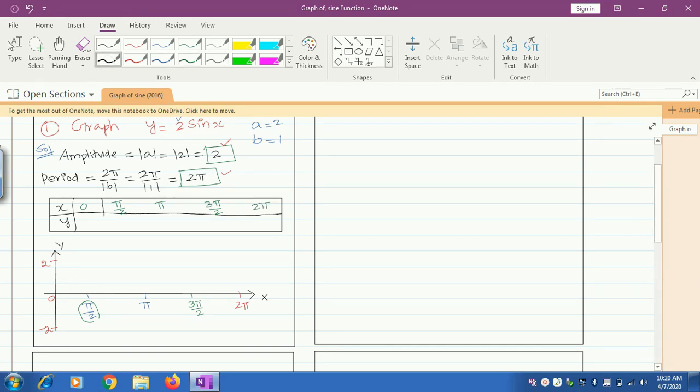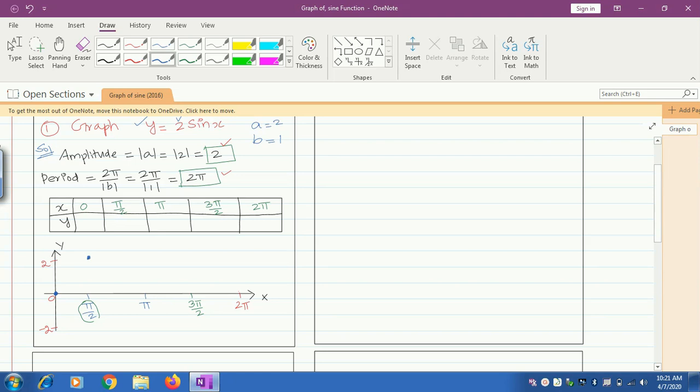And what about the value of y? You have to substitute the values. Now if I substitute the values here, first 0, what should be the value? The y is given here. What is y? y equal to 2 sine x. If I substitute 0, you will get 0. The point is 0. And if I substitute pi over 2, you will get plus 2.